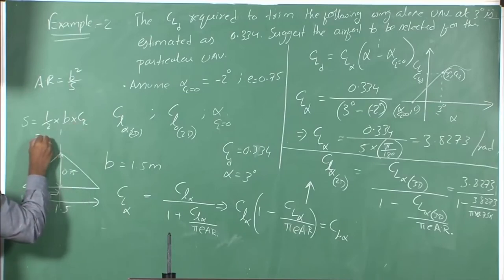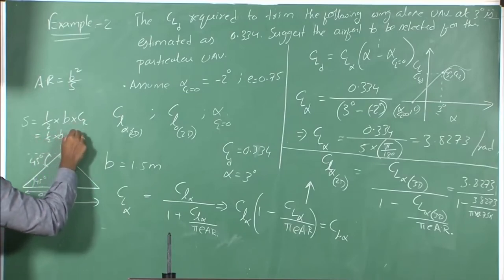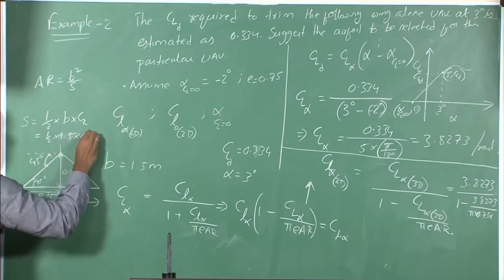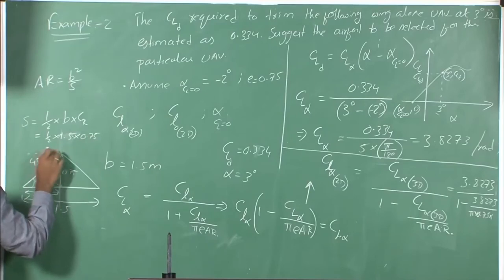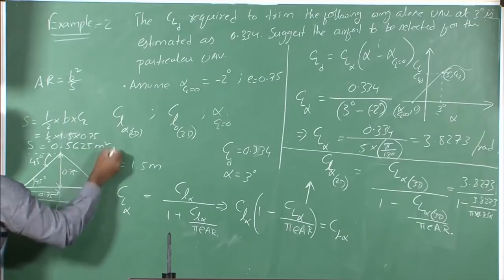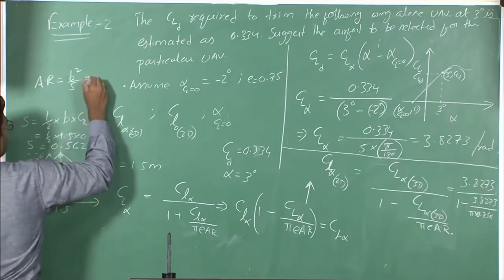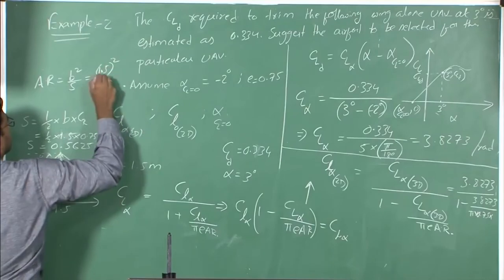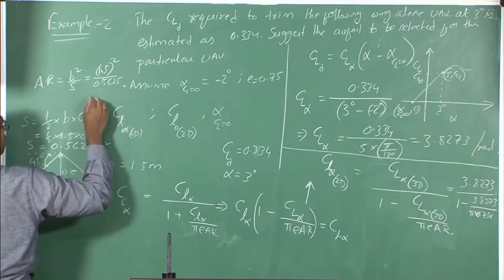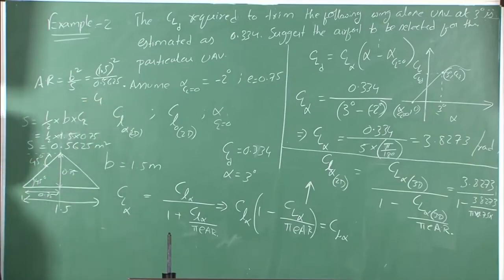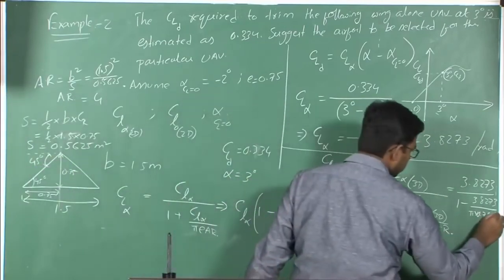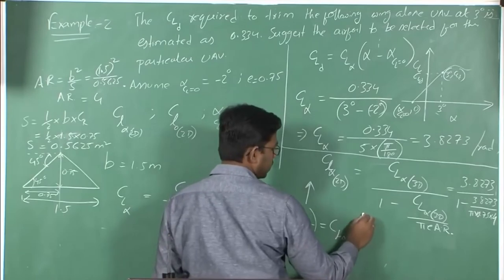So, you have half base into height, you can simply substitute half into 1.5 into 0.75. So, S is 0.5625 meter square. The corresponding aspect ratio is 1.5 meter square divided by 0.5625. The aspect ratio turns out to be 4. Now, substituting this aspect ratio in this equation, you can find out what CL alpha 2D is.